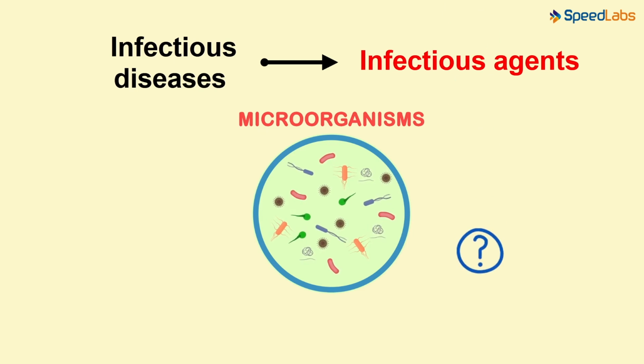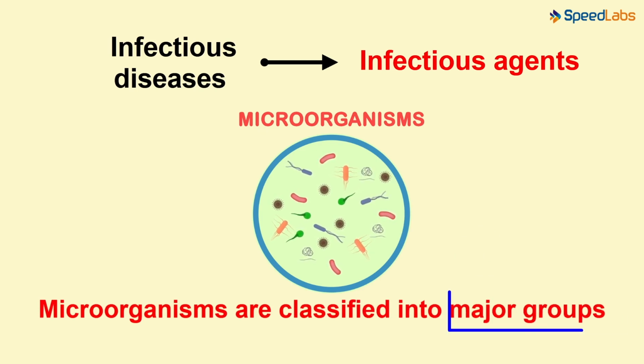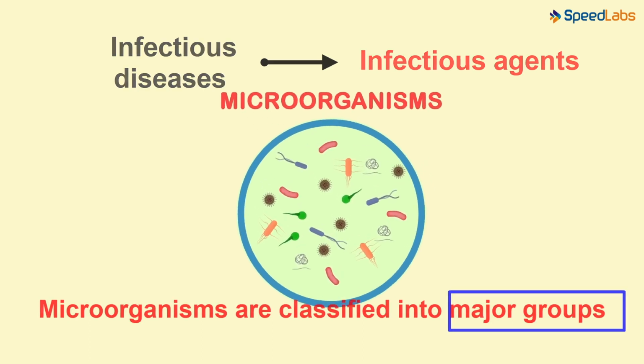We cannot create medicines against each of them, but we can surely do so against a similar group, can't we? Based on the common characteristics that they share, microorganisms are classified into major groups. Do you have the slightest idea of what these groups are? I'm sure you will recollect these terms when we discuss them.